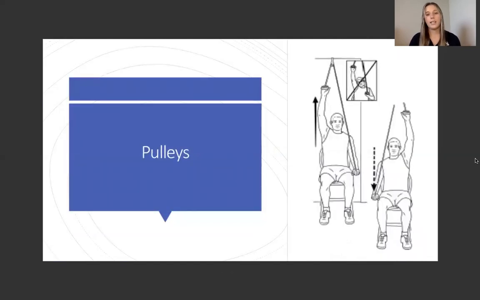So the last exercise I chose for phase 1 is pulleys. Like you can see in the picture, the patient holds one end with each hand and allows the unaffected side to pull down on the pulley, allowing the affected side to raise. This is an active assisted way of stretching the shoulder and decreasing the effects of the immobilization, still in a controlled manner.